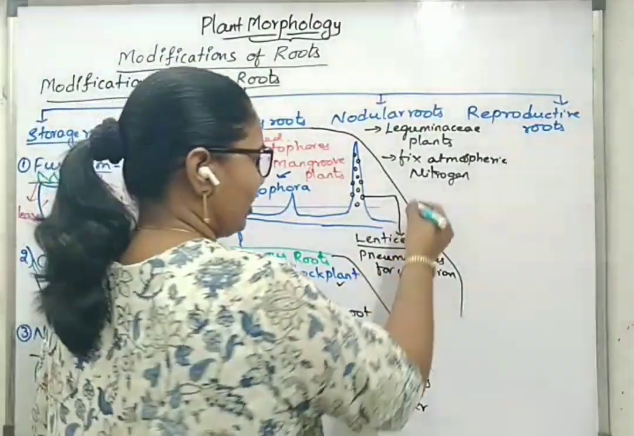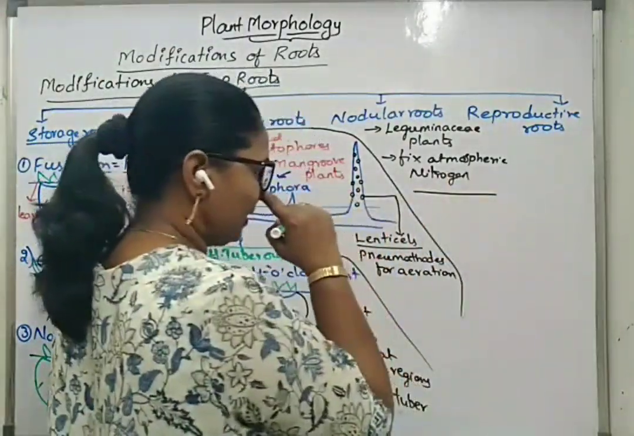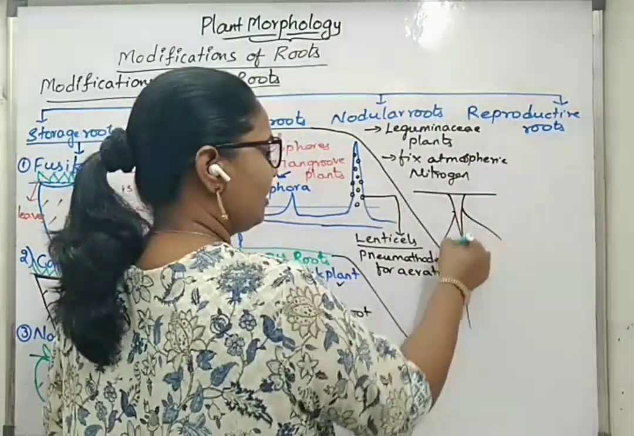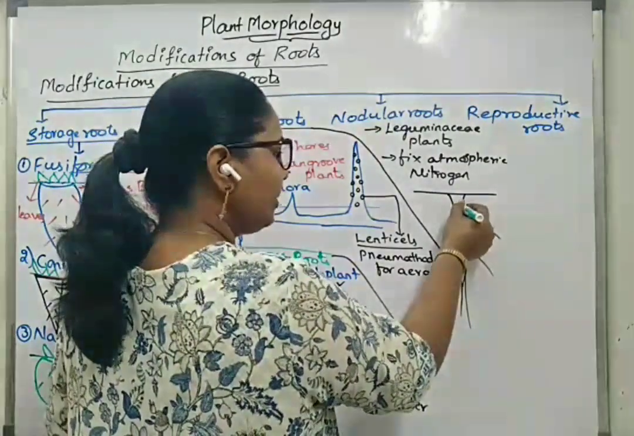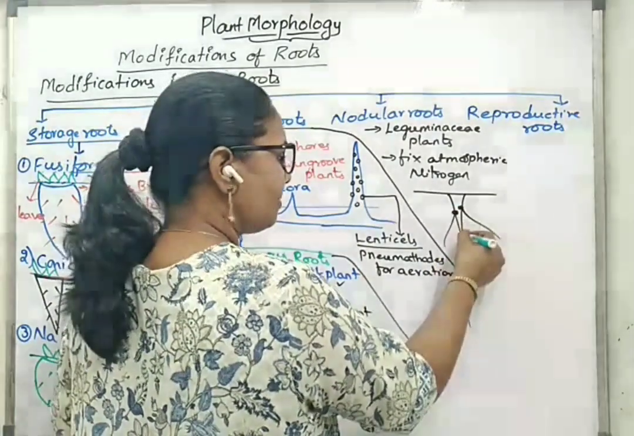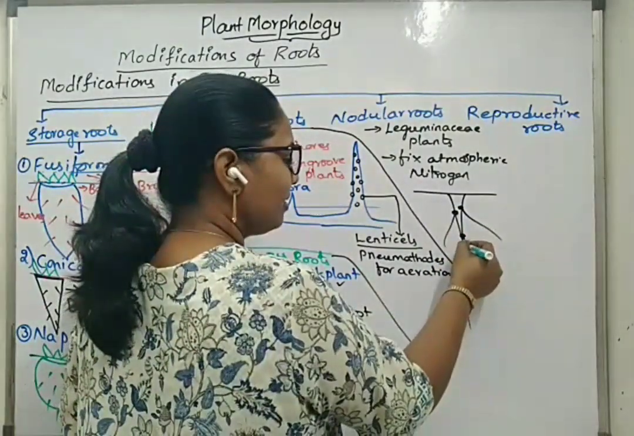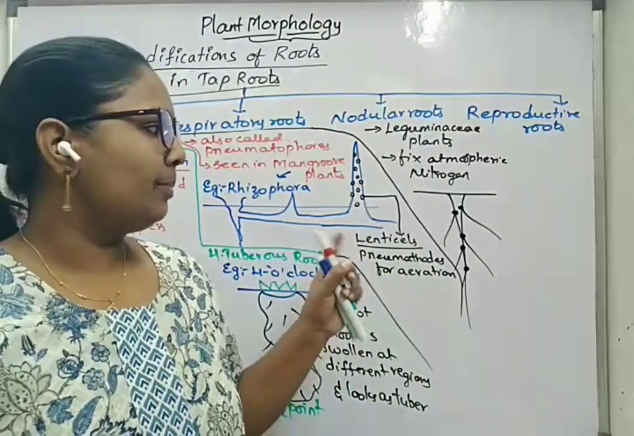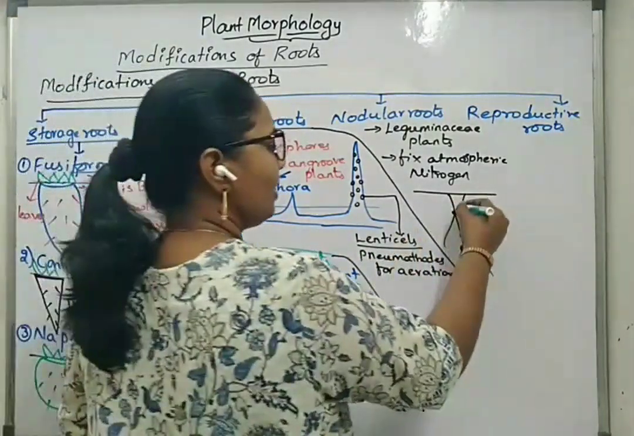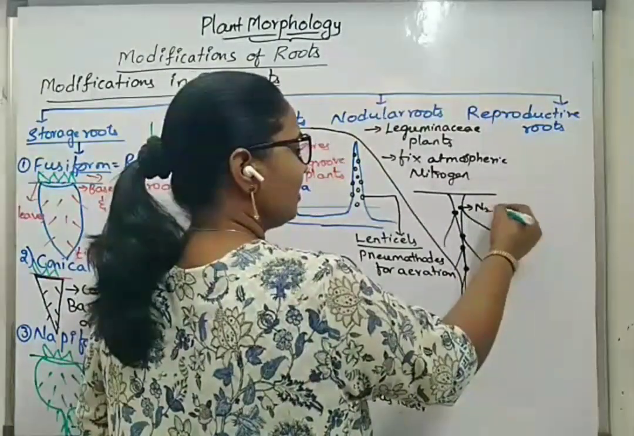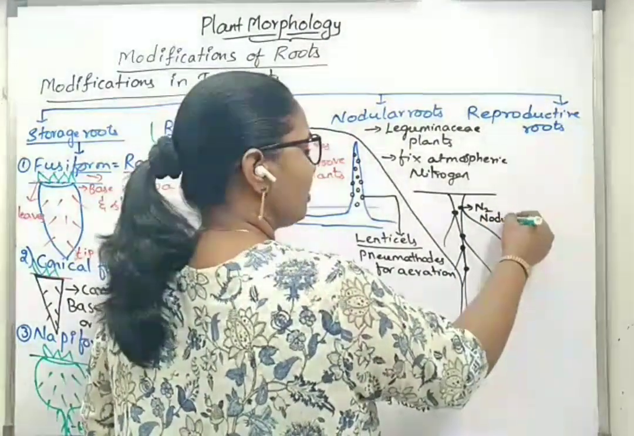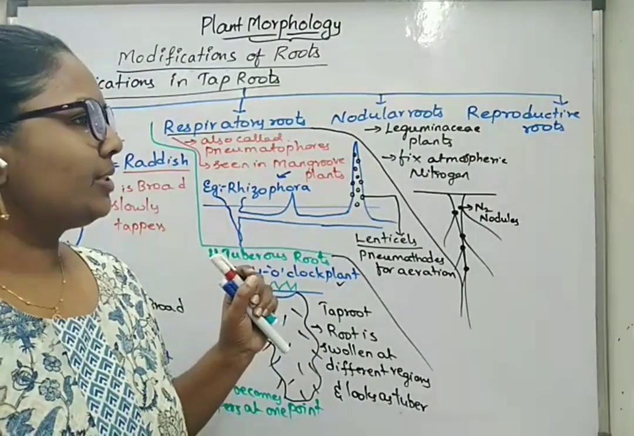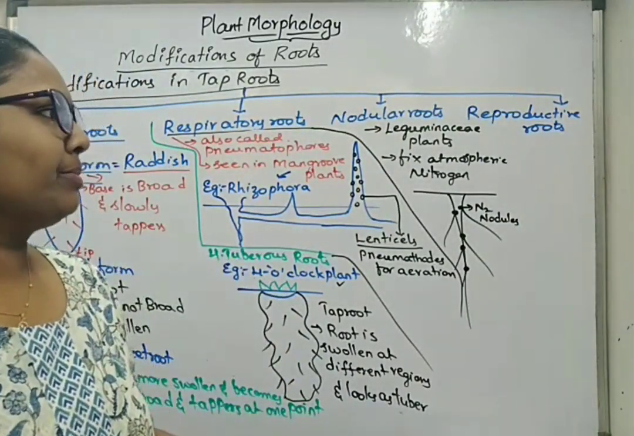So if we draw a structure in case of Leguminosae plant, if this is the earth layer and this is the taproot, and these are the lateral roots, here will be the root nodules, where the cortex is touching the epidermis. There the nodules will be formed. Nitrogen nodules. So these are nodular roots seen in case of Leguminosae family members.